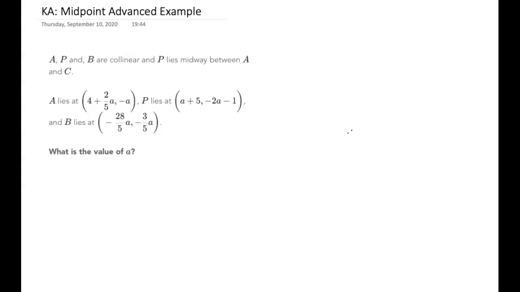Here we have a question from the Khan Academy Midpoint Advanced exercise set. So we're told that A, P, and B are collinear, and P lies midway between A and C. I believe that is a typo, and it should be not C, but B. Okay, so P lies midway between A and B. This should give us a clue that P is the midpoint.